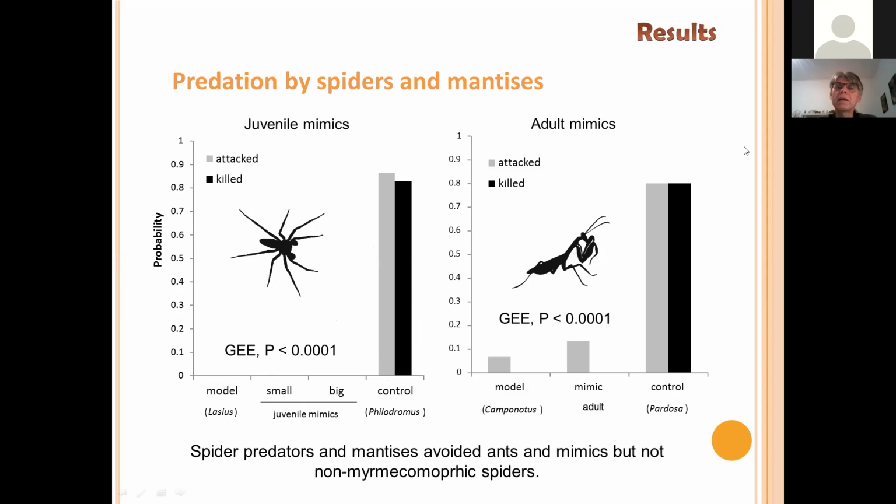When we get to the adults, we use mantis as a predator. And again, the design was the same, a constrained randomized design. In this case, as a model, we used Camponotus ants, and as a mimic, both adults, that means both males and females. And as a control, we used similarly sized Pardosa spiders. And again, mantises frequently captured Pardosa spiders, but they rarely attempted to attack either the model or the mimic, and never actually succeeded in catching either the model or the mimic.